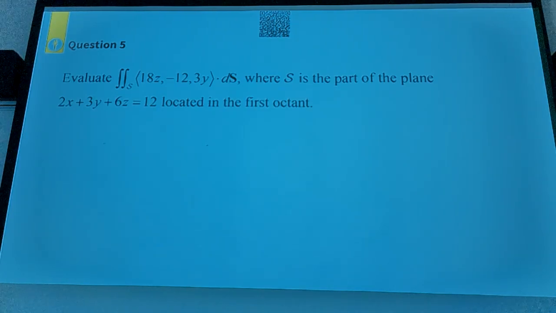So if we want to evaluate the flux of the field 18z, negative 12, 3y, across the part of the plane 2x plus 3y plus 6z equals 12 located in the first octant. It's not specifying orientation, so by default we assume outward pointing normal vectors. So we're calculating the outward flux.